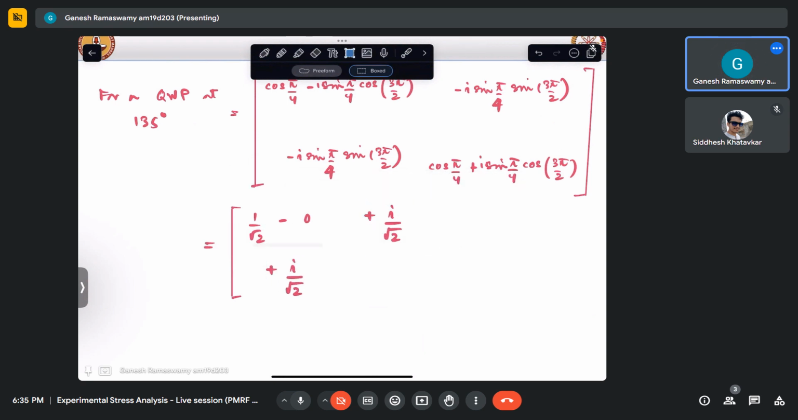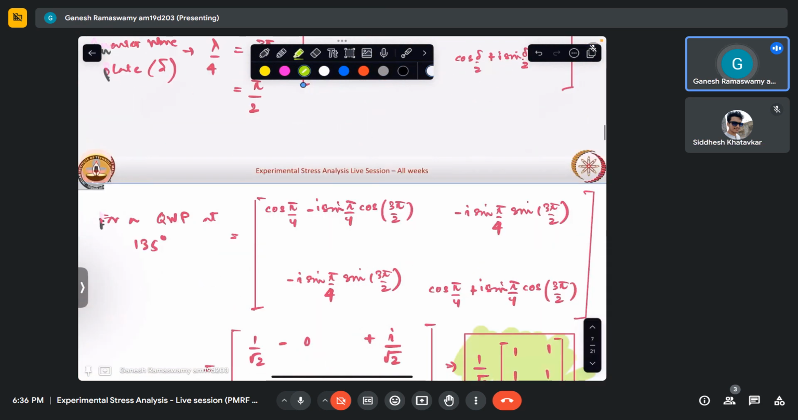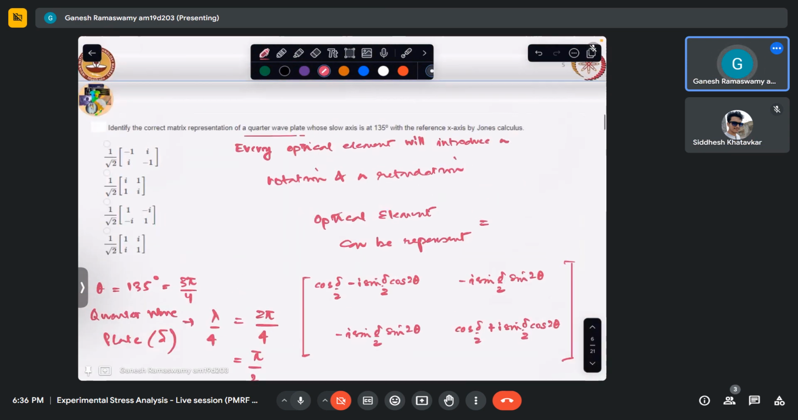So this will be the same here. And this will be the same, except this becomes plus, but it doesn't mean anything since the other part is 0. So what does this give us? 1 by root 2, if I take it common, gives me 1, 1, 1, and 1. So this is the representation of a quarter wave plate using Jones calculus, which has its slow axis oriented at 135 degrees. I'm sorry, this won't be 1, naturally. It will be i. So I hope that is clear. Anyway, all are positive. So we can see this option B matches correctly for a quarter wave plate whose slow axis is at 135 degrees. I hope that that is clear.